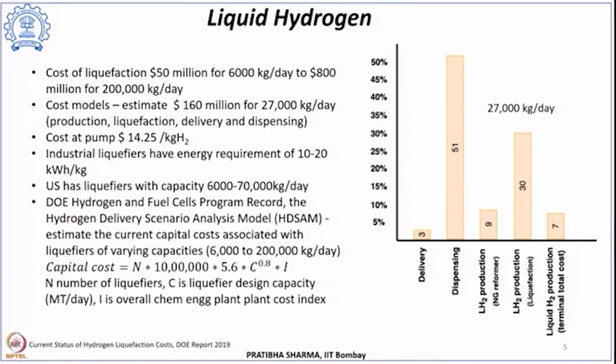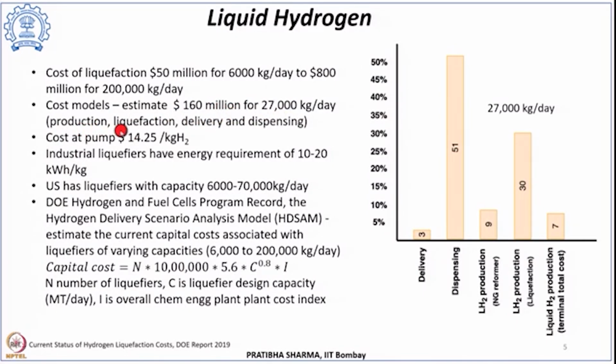Now the other option for storage is in the liquid form. The cost of liquefaction depending upon the capacity, if it is 6000 kg per day or if it is 2 lakh kg per day, could be in the range of $50 million to $800 million, and several studies have been carried out. There have been different cost models including all the production, liquefaction, delivery and dispensing costs, and that has estimated that for a liquefier of size 27,000 kg per day, the cost estimate is roughly around $160 million.